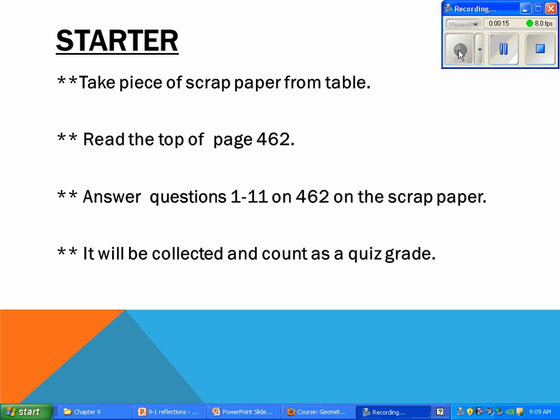You get finished with the 11 problems, you can lay them up there on the blue chair. They are going to count as a quiz grade. Shouldn't be anything real difficult.